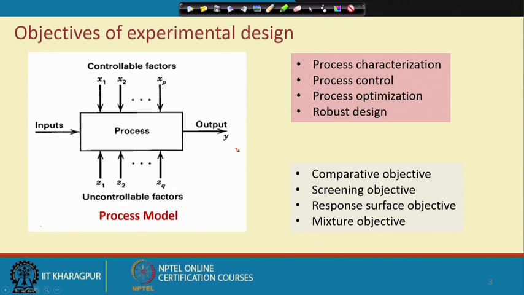Another one is mixture objective. In mixture objective, there are certain situations where we require mixing several materials together in certain proportions, and the total will be 100%. This requires a different kind of design, known as mixture design, and the objective is to find the perfect blend, or the proportion of the different ingredients that will be mixed.